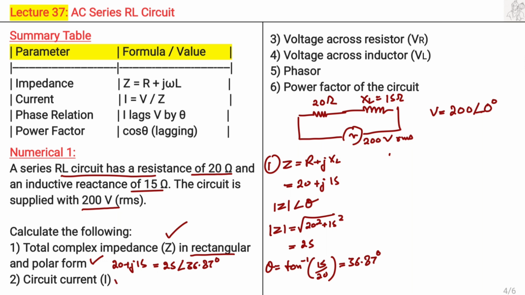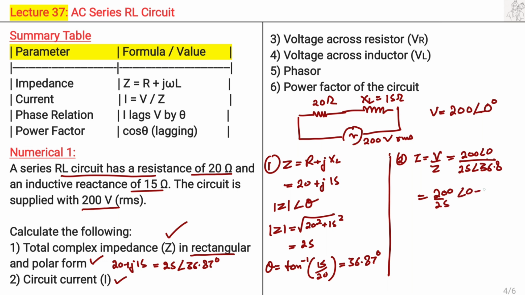Now let's move on to the next part, that is circuit current. So circuit current is simply I equal to V by Z. So V is 200 angle 0 and Z is 25 angle 36.87. So this comes out to be 200 by 25 into angle of 0 minus 36.8, and this comes out to be 8 angle minus 36.8 degrees. So therefore current is simply 8 angle minus 36.8 degrees.